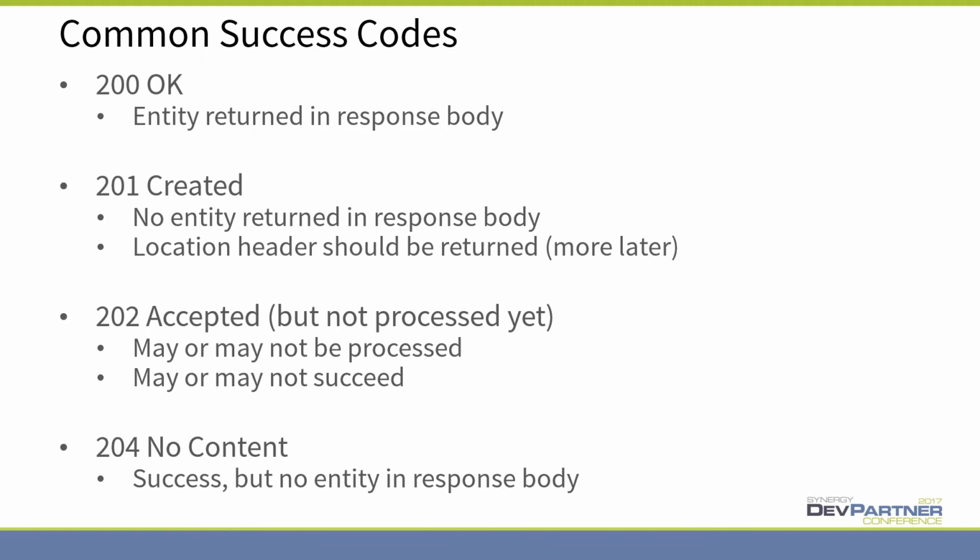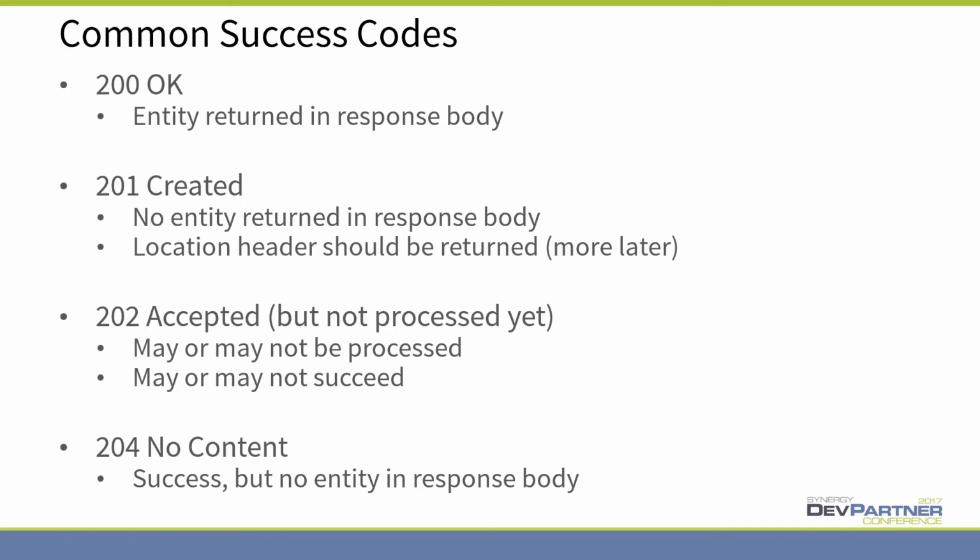200 says, yes, it worked, and I'm sending something back to you. 204 says, yes, it worked, and I'm not sending something back to you. So a 200 is a very common response to a GET, if it's successful. A 204 is a very common response to a PUT, if you're updating something.